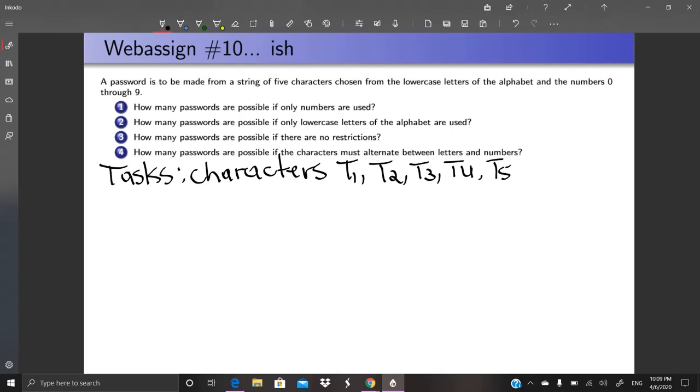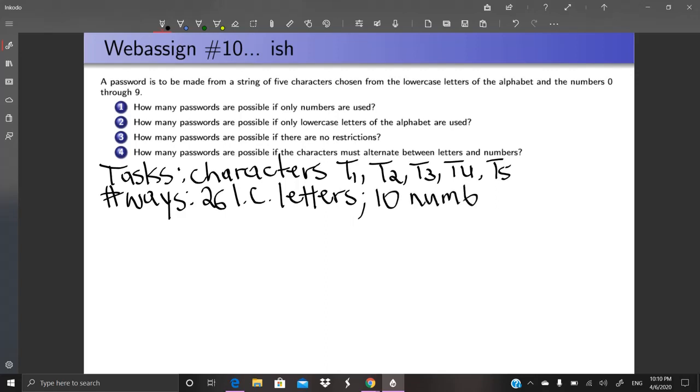Now, the number of ways to perform these tasks depends on what the question is asking. Is the question telling you that you can only use numbers, or maybe only lowercase letters, or a combination of them? So you have options here, and it just depends on the question. For now, for the number of ways, we'll say our options are to choose from the 26 lowercase letters from the English alphabet, so LC for lowercase letters. Another option is to use the 10 numbers, the 10 digits, 0 through 9, including 0 and 9.